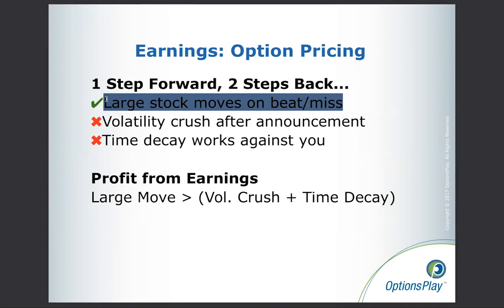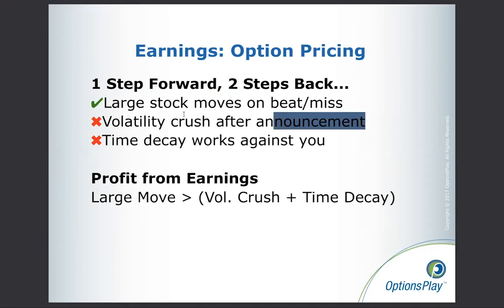However, during this whole process, while you are holding that call or put, there are two things working against you. Number one, there's volatility crush. The implied volatility of an option, which is the uncertainty factor of what's going to happen in the future, is very, very high prior to earnings when you've purchased the call or put. And once the earnings announcement comes out, that uncertainty goes away. So what happens is the implied volatility of the option will collapse.